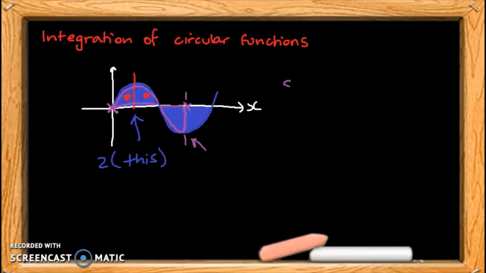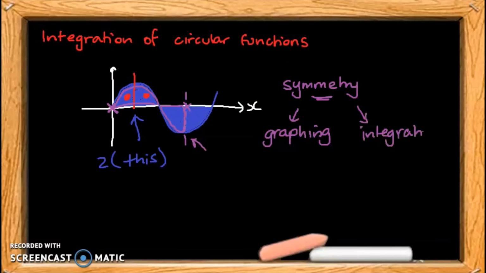So the idea of using symmetry when we're looking at our sine or cosine functions is great for graphing, and it's also great for integrating, especially when we're looking at area. So that's something always to keep in mind. There are always a few shortcuts with integration. Remember, geometry is going to help us when we have triangles or circles or some sorts of straight lines. And symmetry is going to help us when we're dealing with circular functions.